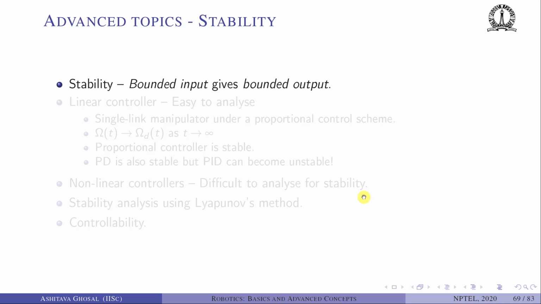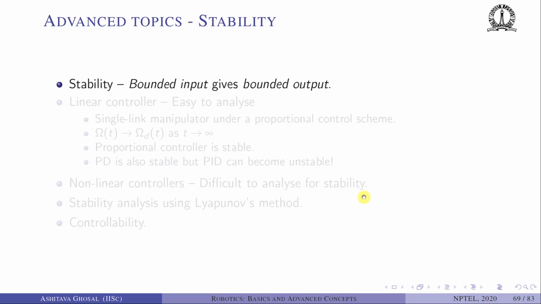The first advanced topic which we will look at is stability. A word of warning: in this last lecture, we will not be doing too much mathematics. But I want to introduce you to some of these advanced topics like stability, controllability, and so on for manipulators. These are very well understood for linear systems, but what can we say about stability and these advanced topics for nonlinear robots? So let's start with stability.